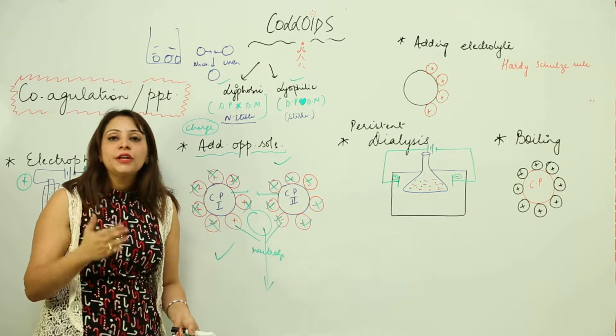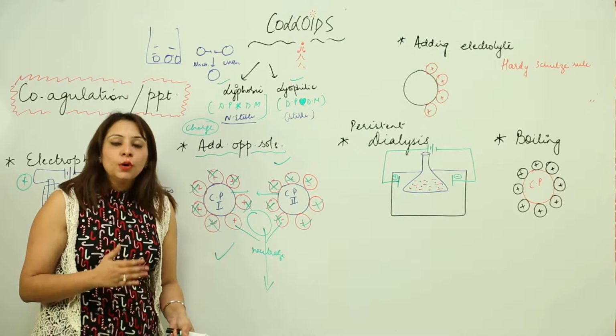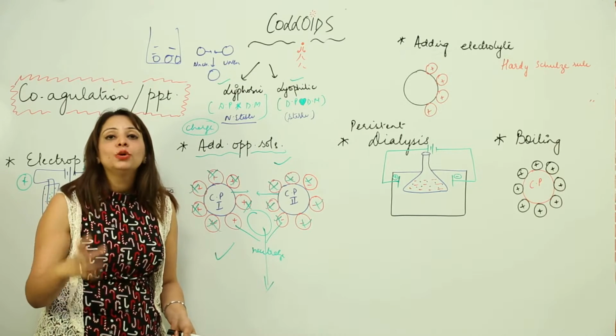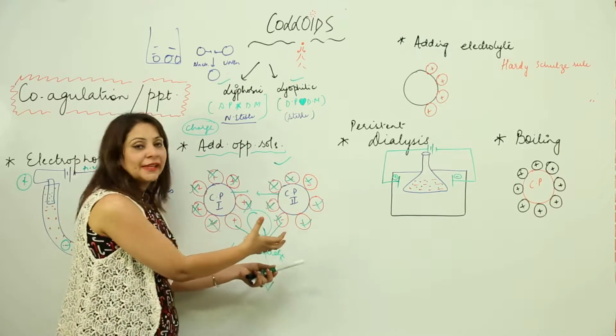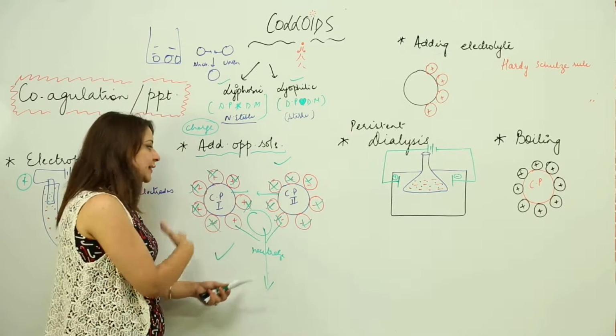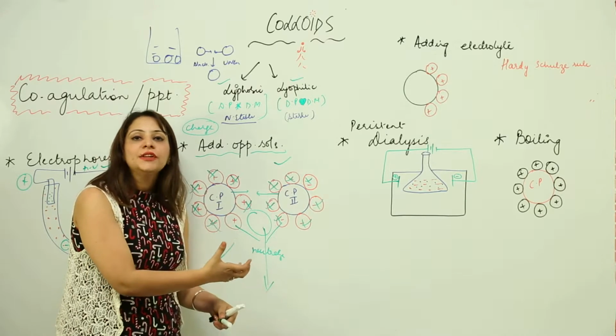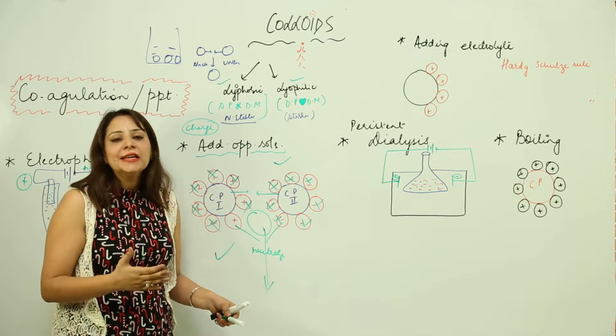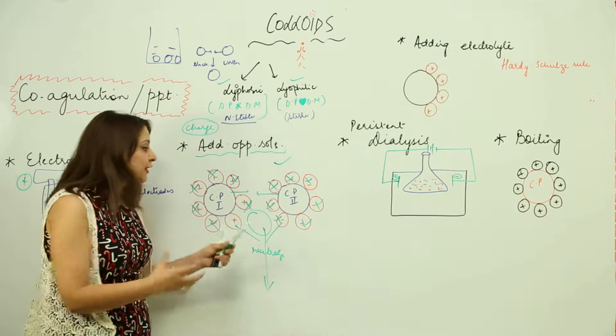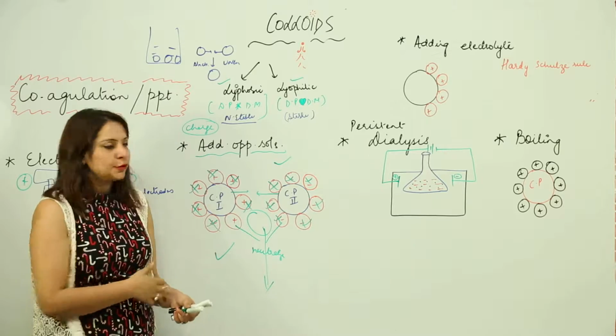And what is the criterion for the selection of that sol? Obviously the criterion is that the sol should have an opposite charge. If it is positive, we are going to select a particle with a negative charge, and if it is negative, we are going to select a colloidal particle which has a positive charge on the adsorbed surface, because what we need is to neutralize the charge. So this is what is done when we add an opposite sol.